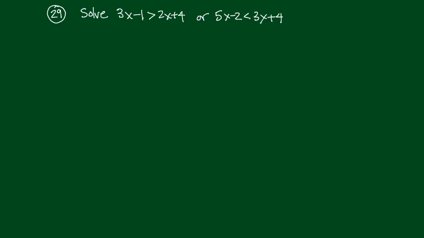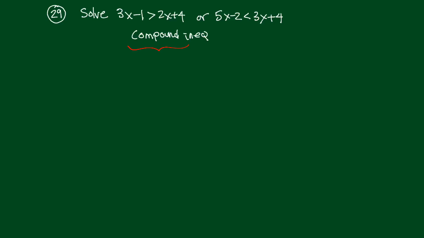Problem number 29 is an example of what is called a compound inequality. Now what we're looking for are the values of x that make this statement true or this statement true. At least we want to find the values of x that make at least one of them true. So let's solve each one individually. Let's start with this one here.